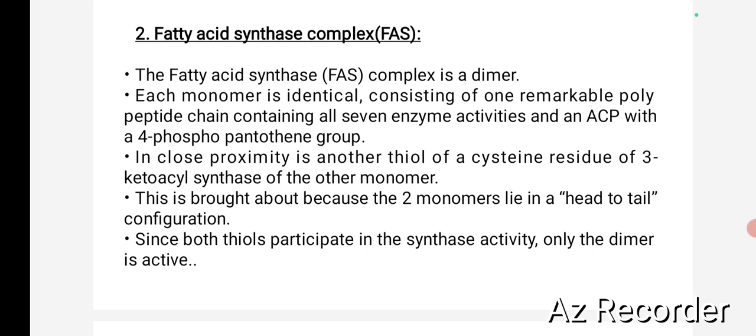In close proximity is another thiol, of a cysteine residue of 3-ketoacyl synthase of the other monomer. This is because the two monomers lie in a head-to-tail configuration. Since both thiols participate in the synthase activity, only the dimer is active.